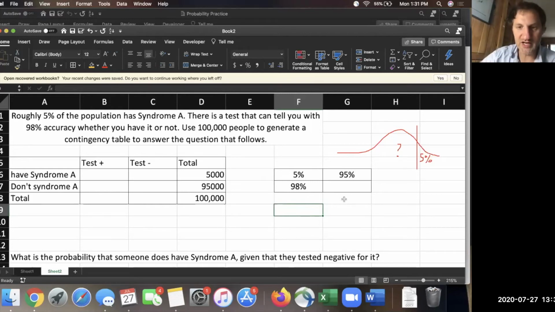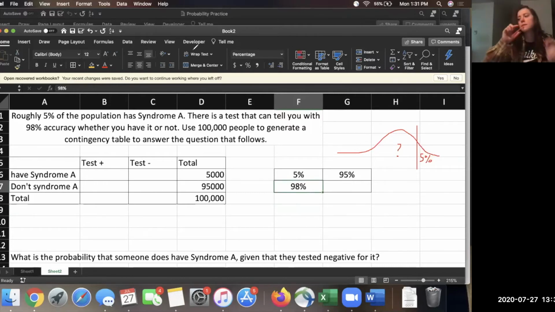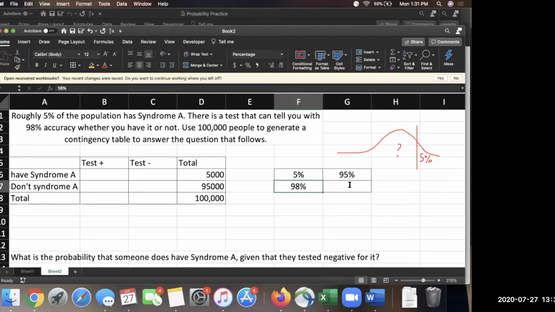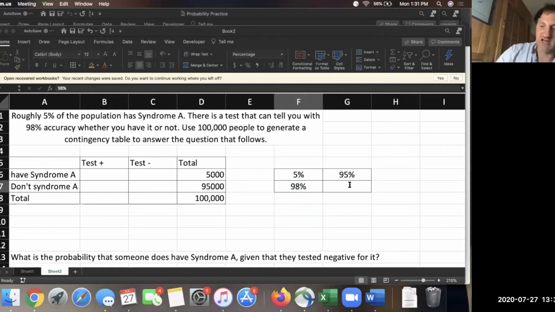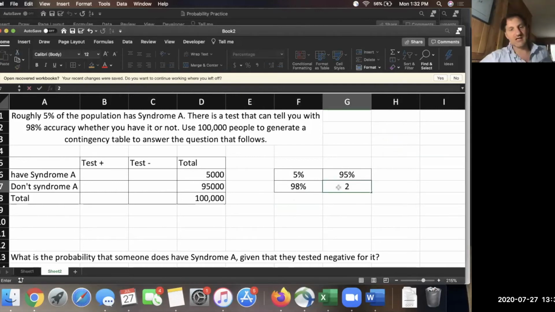So what's the other side of 98%? 2%. Right? Because these two things have to add up to 100%. So if I got 98% is the accuracy rate, then 2% is the inaccuracy rate. Okay, I've used this and I'm done with it. So I can put it to the side.